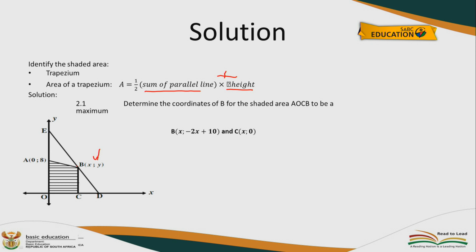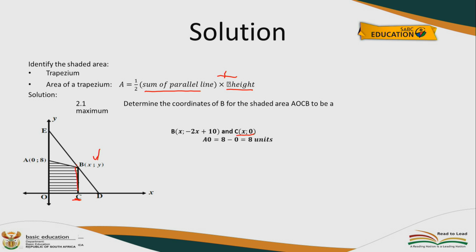Now in the statement, we're also told that BC is perpendicular to the x-axis, meaning that this is a vertical straight line, which tells us that the value of x at this point is the same as the value of x at the point C. So that is why we are saying that the coordinates at C will be x, 0.